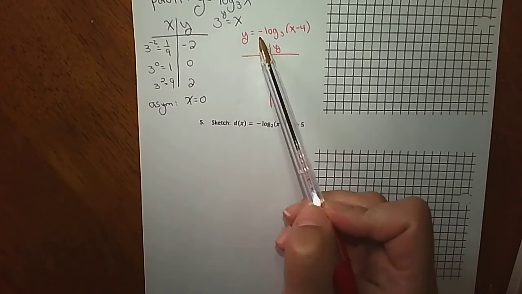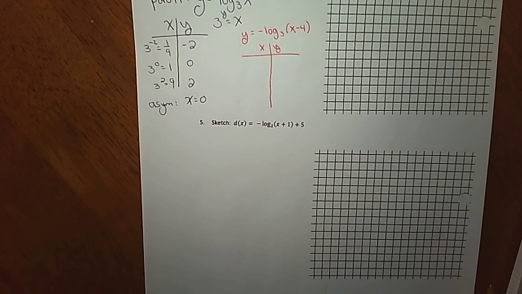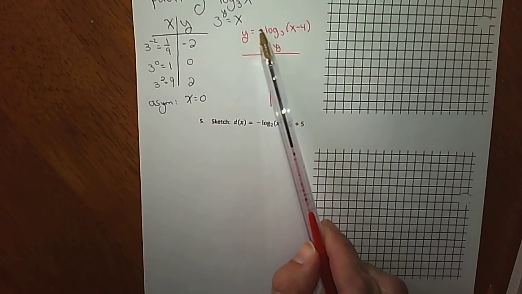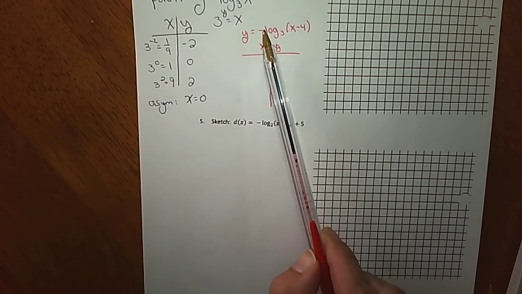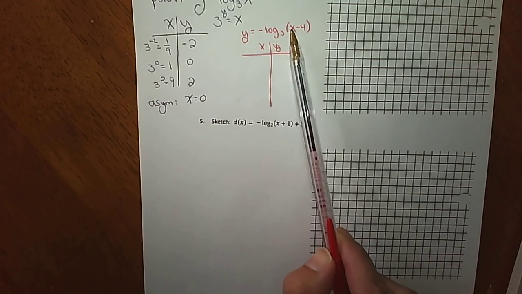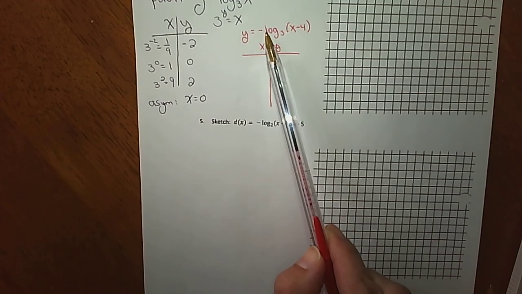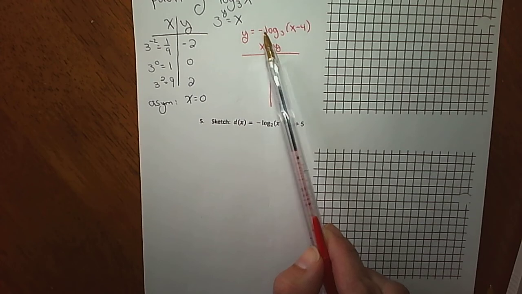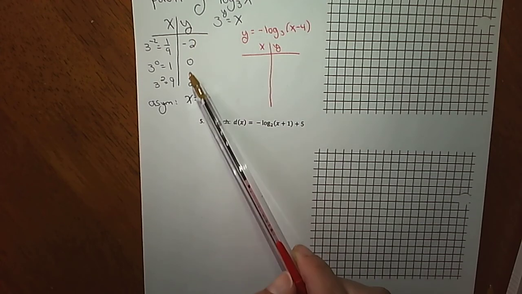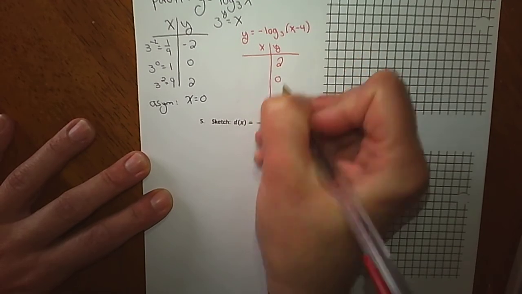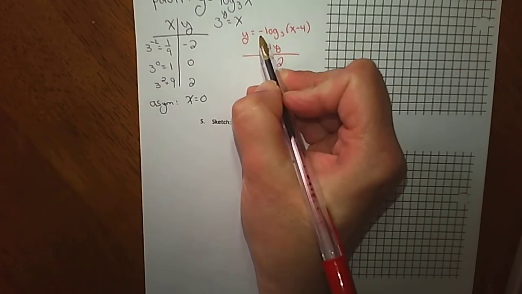Now, a negative means there's going to be a reflection, either over the x-axis or over the y-axis. Notice where this negative is. It's hanging out in front. That means you want to negate the y values. If I wanted to negate the x's, the negative would have been in the parenthesis with the x. Since the negative's out in front, we're going to negate all the y's. We're going to do a reflection over the x-axis.